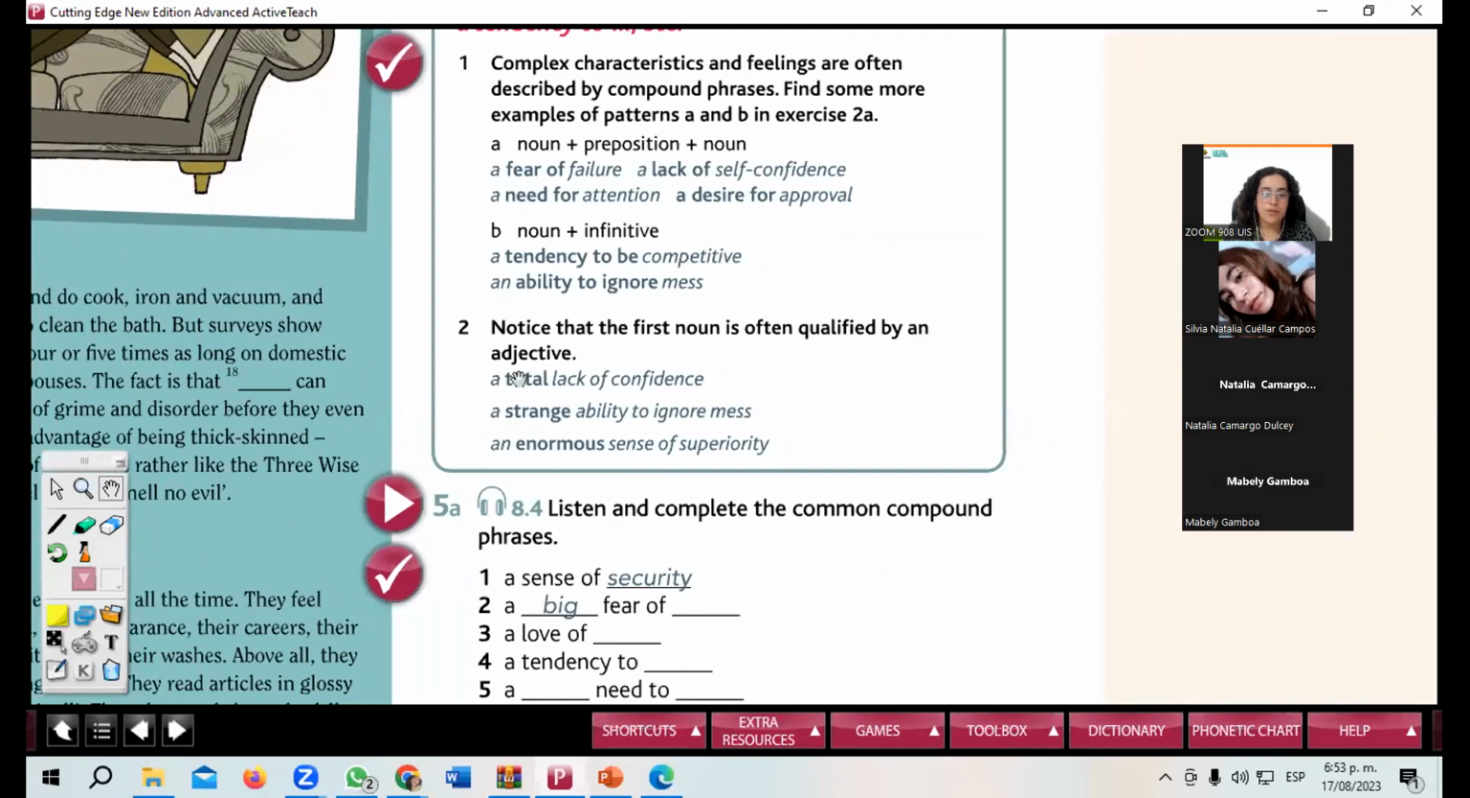Notice in the examples that the first noun is often qualified by an adjective. It's very common that we find an adjective before the noun. Not only a lack of confidence, but a total lack of confidence, emphasizing this idea. Or not an ability to ignore mess, but a strange ability to ignore mess. We are defining the ability. Or not only a sense of superiority, but an enormous sense of superiority, okay? So very often we can find adjectives defining the nouns before the nouns.